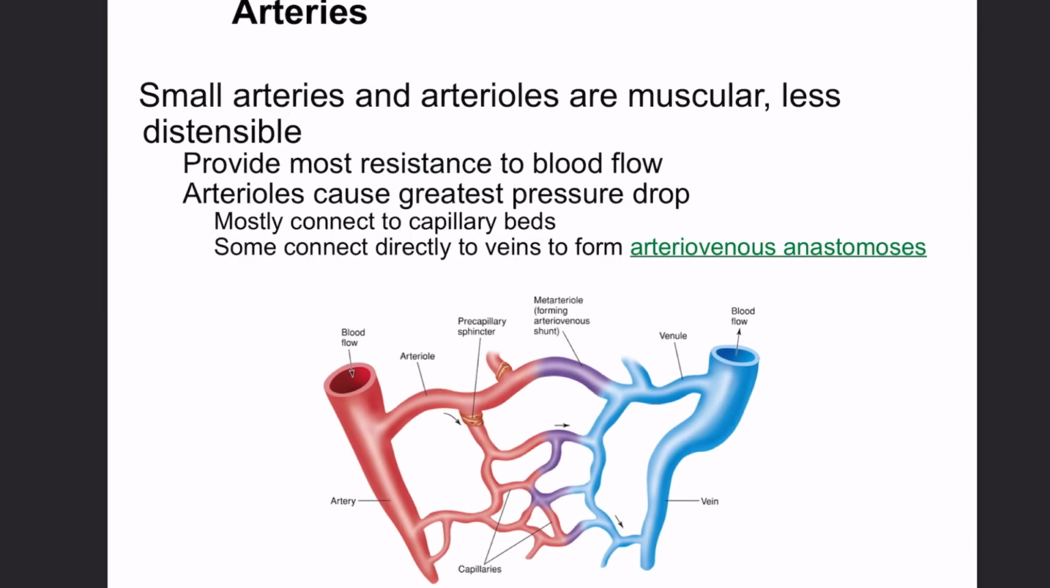So the arteries that are closer to the heart are more elastic because they have to withstand that higher blood pressure. As you get further away from the heart, but you're still an artery, they actually gain in muscle because they have to be able to pump blood to those important tissues for oxygenation to occur. They have more muscle here, they have less elasticity, so they are less distensible. Arterioles actually cause the greatest pressure drop, and most of these are going to connect to our capillary beds. Some connect directly to veins to form an arteriovenous anastomosis.